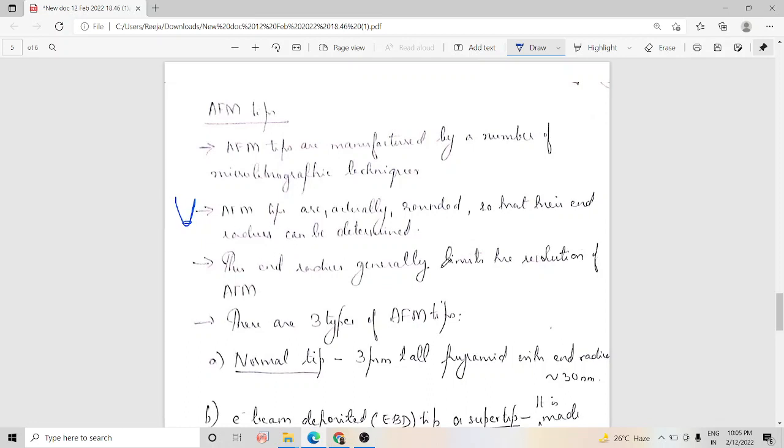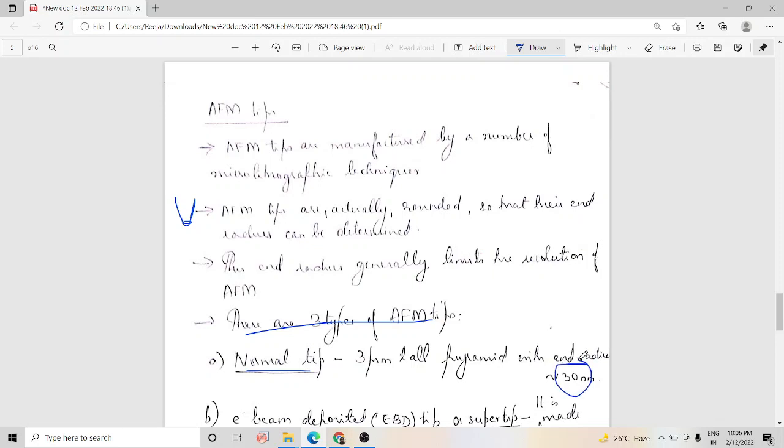The end radius generally limits the resolution of the AFM. That is, the resolution of the AFM depends on the end radius. Now we are discussing three types of AFM tips. One is the normal tip, which is 3 micrometer tall and pyramidal with an end radius of 30 nanometer.